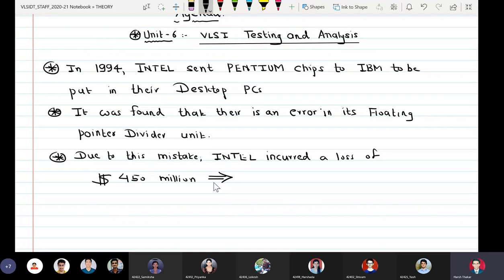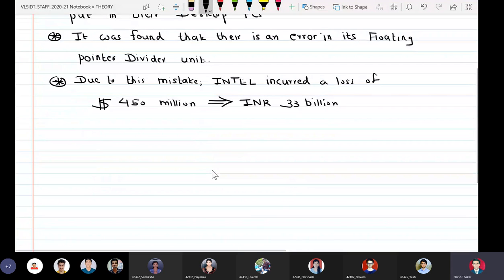Just ask Google how much $450 million is. It is equal to INR 33 billion. Can you imagine? And this happened 26 years ago. It was INR 30 billion way back in 1994. So you see, if a particular chip is not tested properly and goes into the market, this is the loss incurred by the manufacturer.